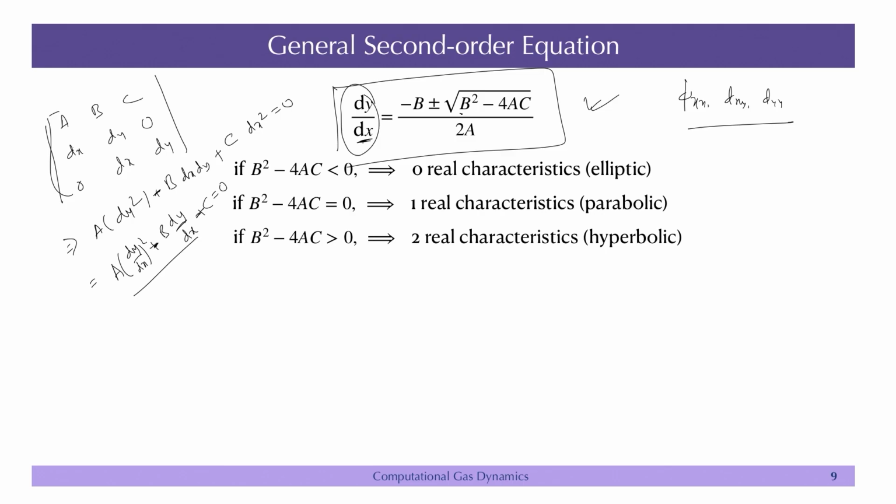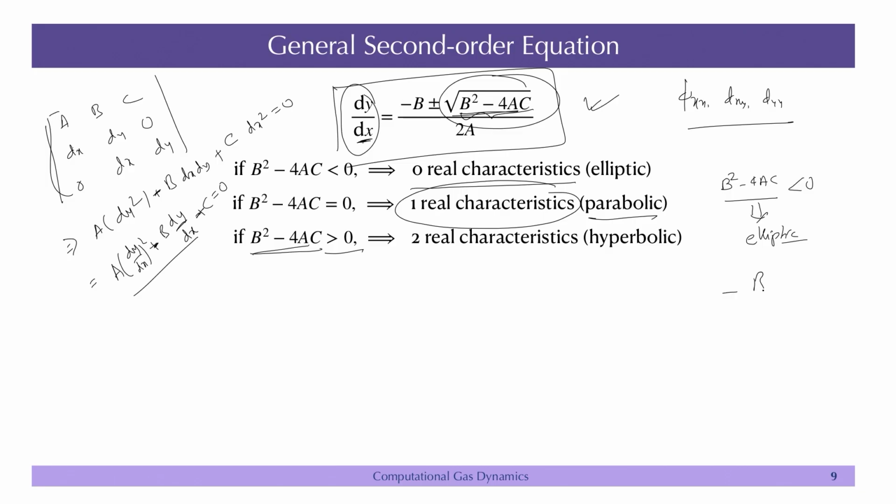Let us say if the value under the square root, b square minus 4 a c, is less than 0, then this will become imaginary, right. Then the real solution of dy by dx will not exist. So, there is no real characteristic and we call that an elliptic equation, right. When this becomes 0, then you have just one real characteristic, okay, and we call this a parabolic equation. And when the value inside the square root is greater than 0, then the entire thing is real, and you have minus b plus minus the square root of whatever value, divided by 2a, and a and b are both real. So, then dy by dx will be a real value.